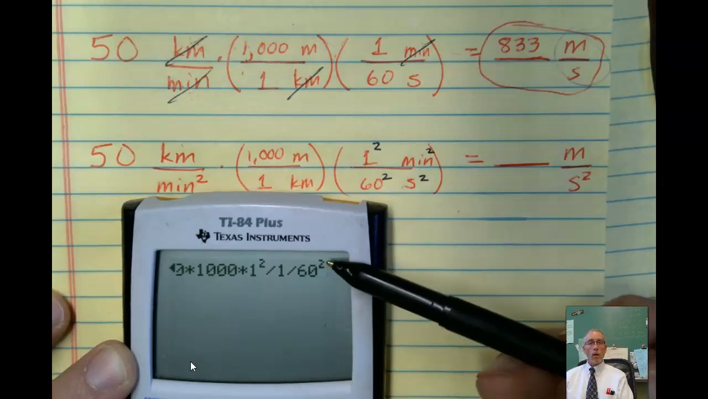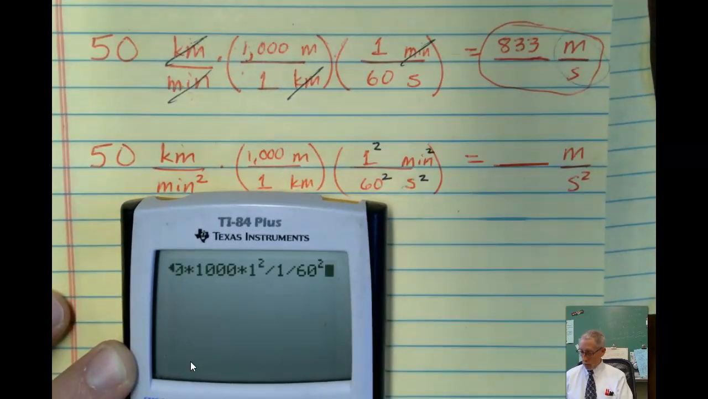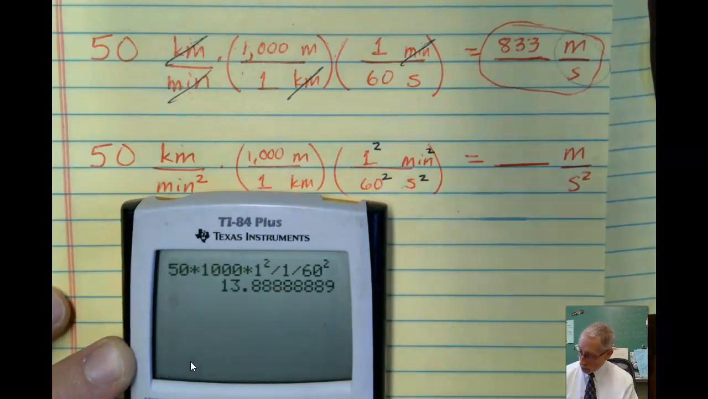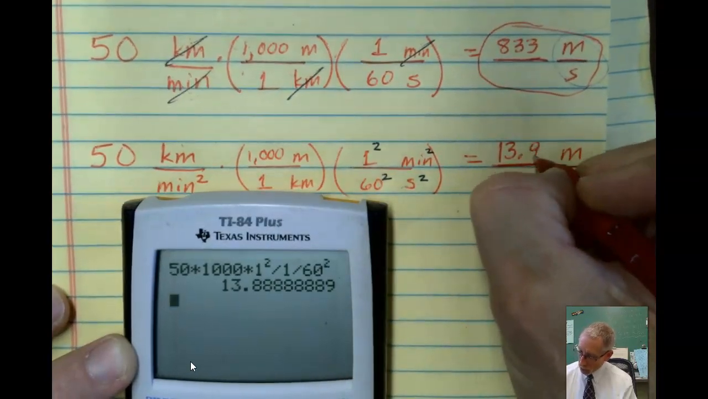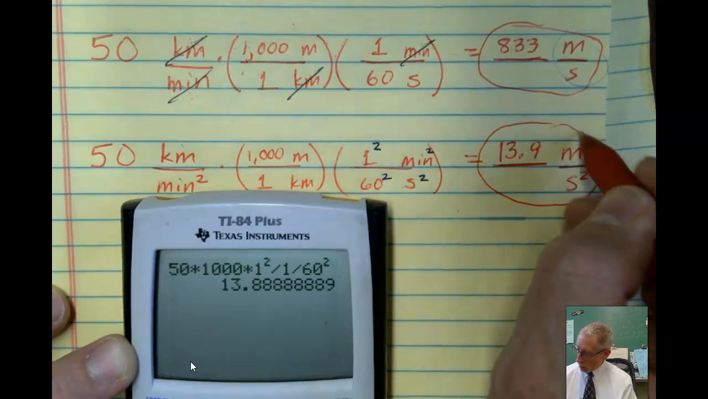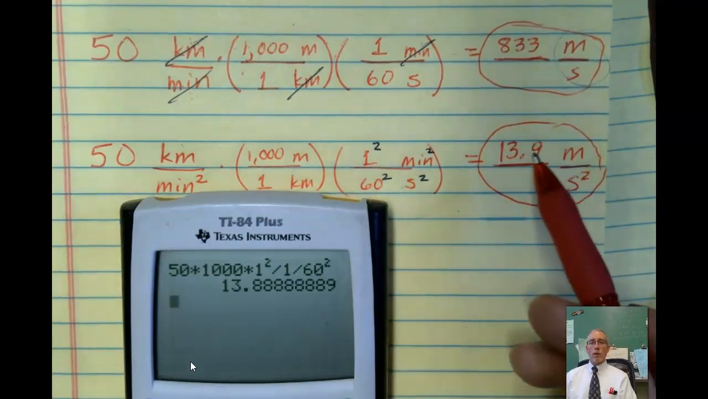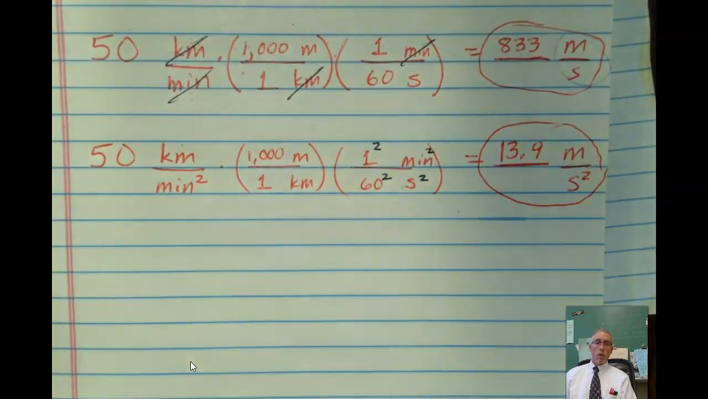That is what's going to make a difference between what we got in this third example versus this example here. And this is going to be a little bit smaller. And it is 13.9, we'll call it. Again, ignoring sig figs. I know that should probably be more like 14, but that is the equivalent acceleration to 50 kilometers per minute squared.